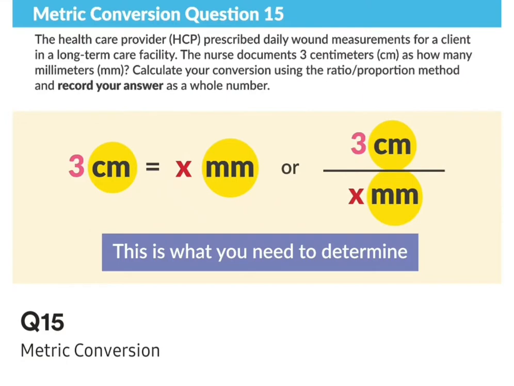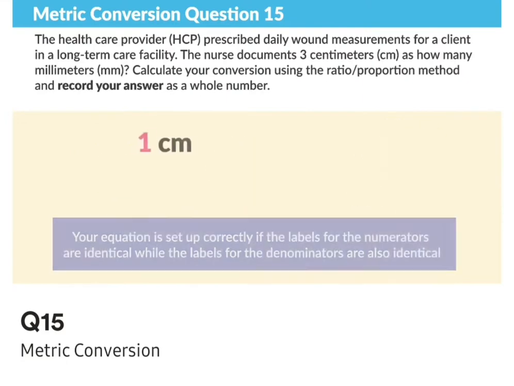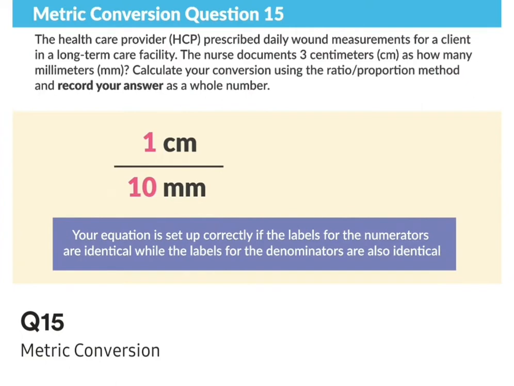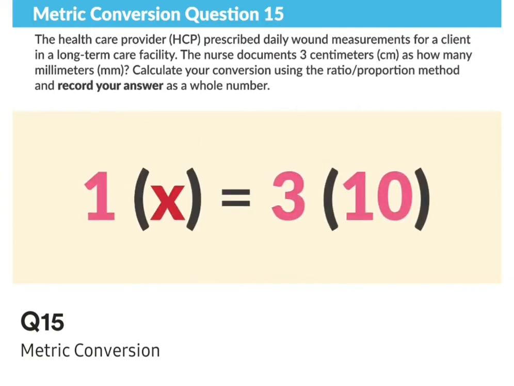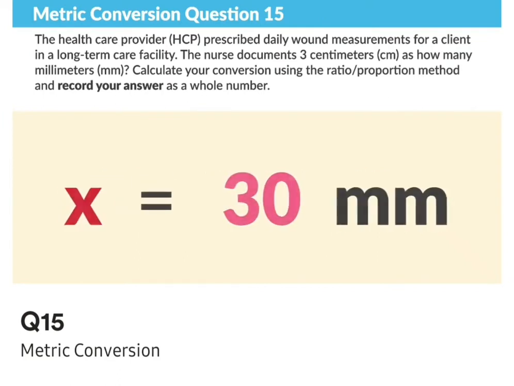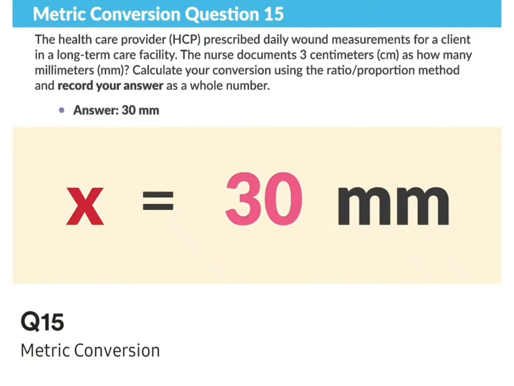Now let's set up the equation here. So we have 1 centimeter on top over 10 millimeters, and 3 centimeters over X millimeters. Now we drop the labels here. So we have 1 over 10 and 3 over X. Now we solve for X by cross multiplying. So when we cross multiply, X equals 30. So X millimeters equals 30 here. So the correct answer is 30 millimeters.